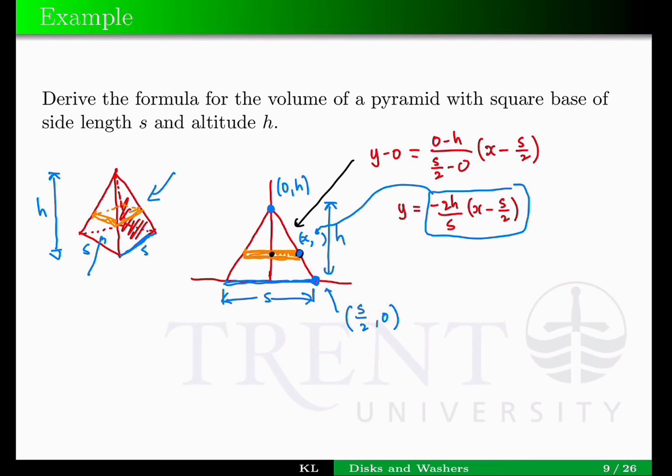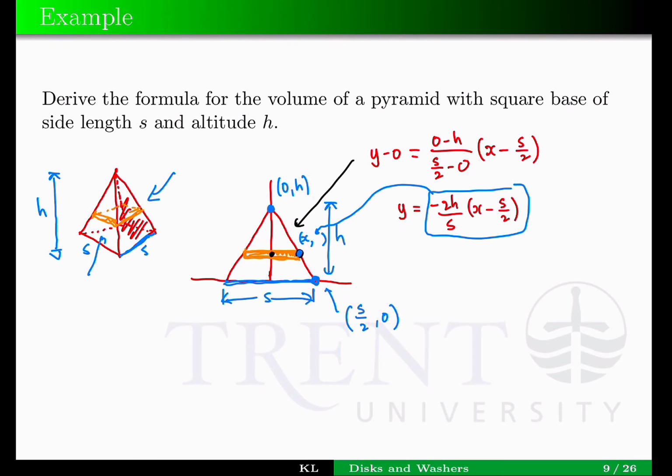Okay? Now, notice that our slab is horizontal. Our slab is horizontal. And this slab moves from the bottom of the pyramid going to the top of the pyramid. So it is the y that is changing every time we move the slab. So what we must do is to write x in terms of y, because the slab is horizontal.